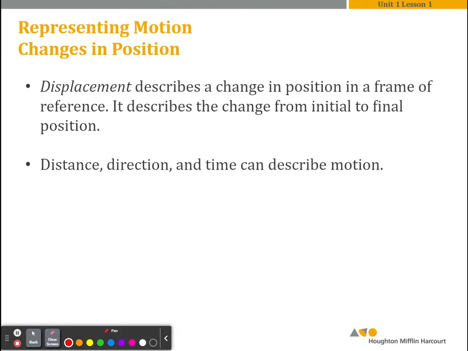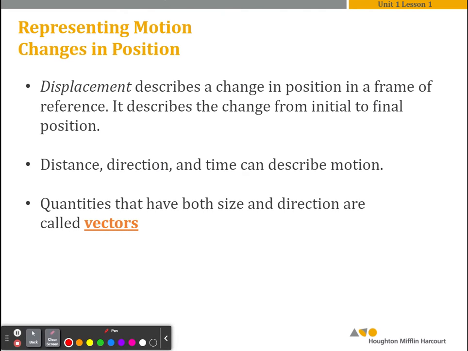You can describe motion using distance, direction, and time. If we want to talk about speed or velocity, we need to include time in that description. And again, this is another vocabulary word: when you have a quantity that has both size and direction, that's called a vector. So a vector can be 2 meters up, 3 meters west, 5 meters in the x direction. It has a size, the magnitude, 5 meters is the magnitude. And then north, south, east, west, x, y, z, those are directions.